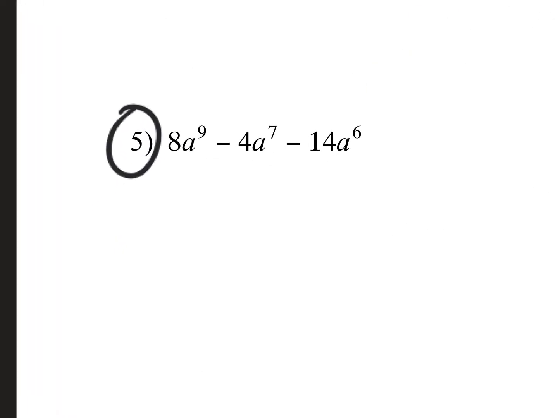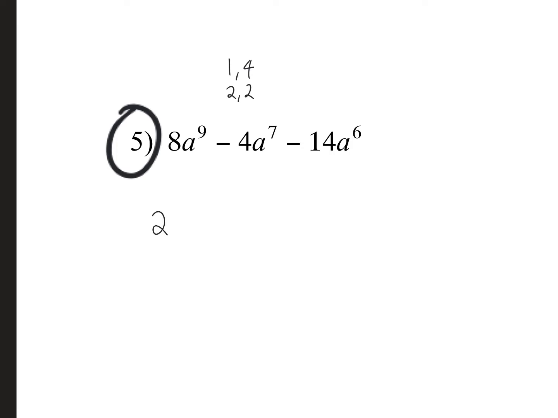Let's do number 5. We have 8a to the 9th minus 4a to the 7th minus 14a to the 6th. What's the biggest number that goes into 8, 4, and 14? Hopefully you said 2. 2 is the biggest number. You can find the factors of 4, which are 1 and 4, 2 and 2. 4 doesn't go into 14, but 2 goes into all these numbers. So 2 is the GCF for that part.